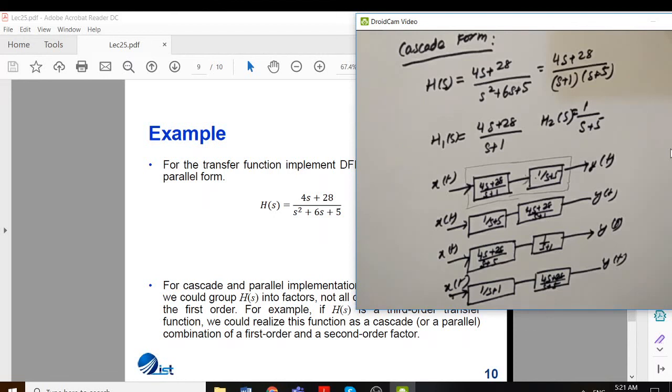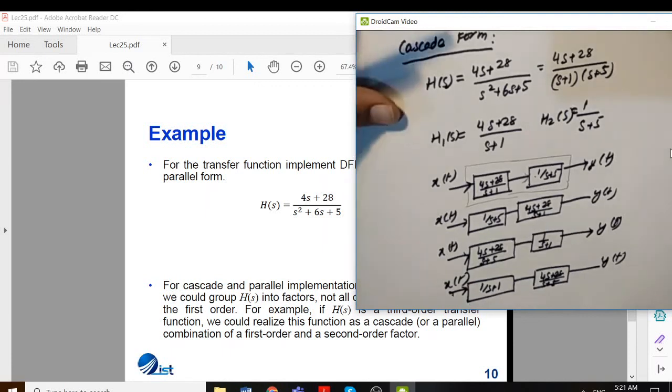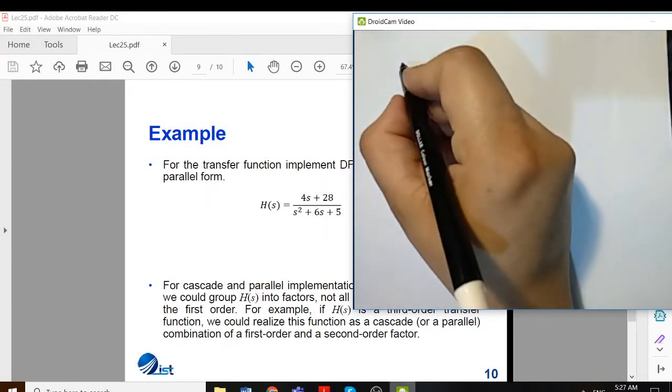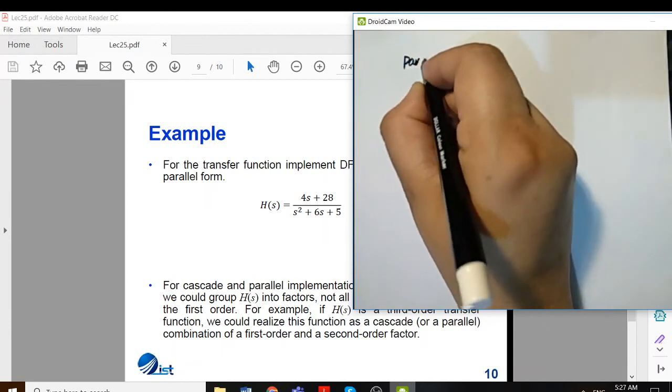And then you divide it into, say it's a third order system, and it has one real pole and two complex poles. So you just divide it into a first order system and a second order system. And this will be explained when I'll be looking at the slide again. Let's make the final form, which is the parallel form now.